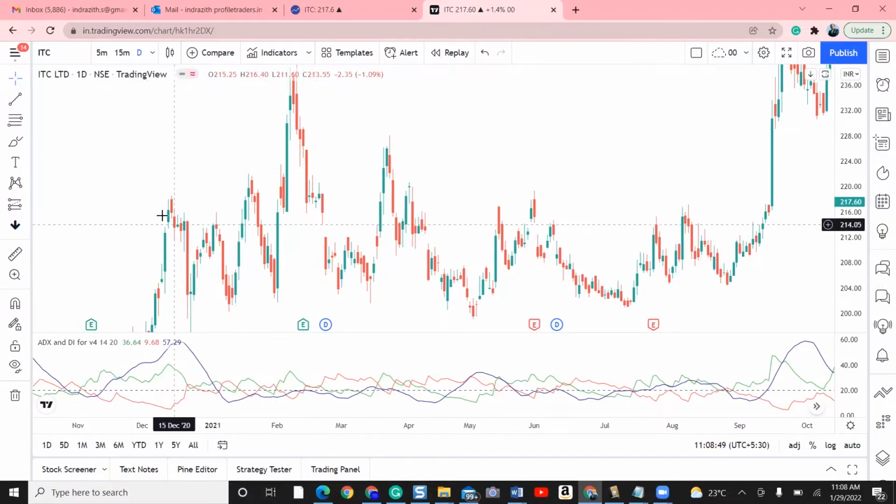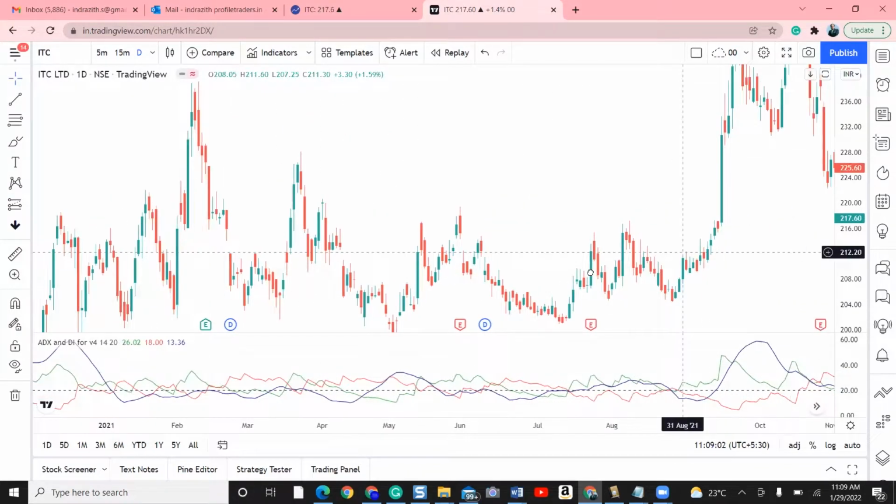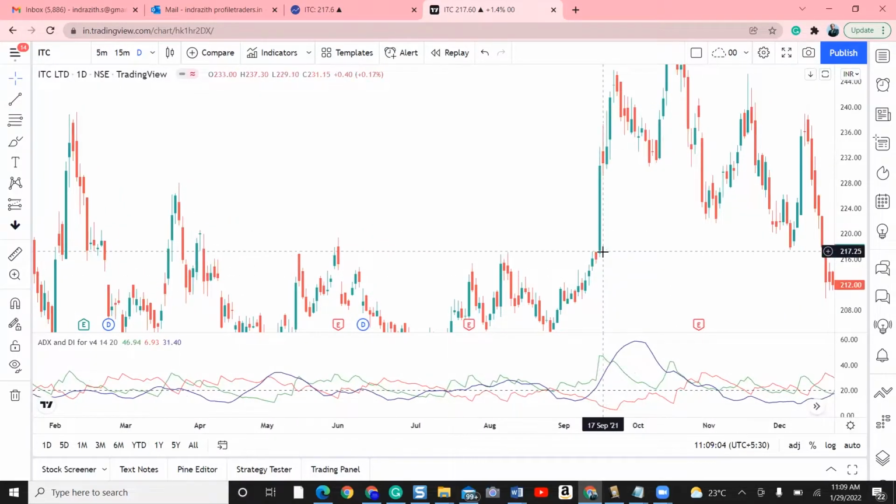Except this little movement, it is a completely sideways move, right? See here ADX, most of the part it stayed below 20, except this little bit. So it stayed below 20, right? Okay, and whenever the price started breaking up, ADX came above 20.